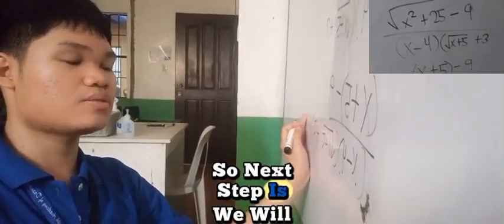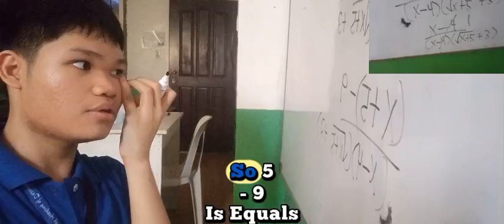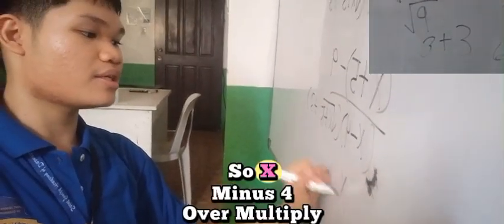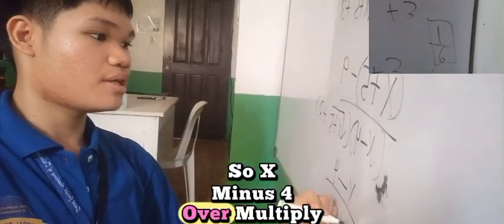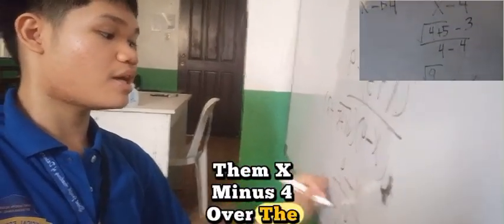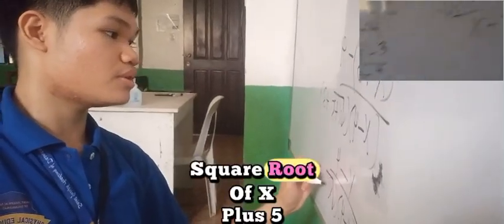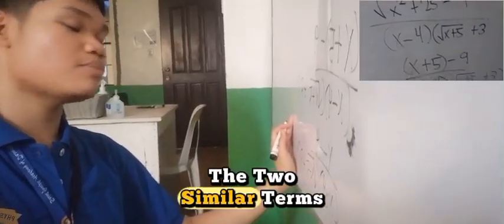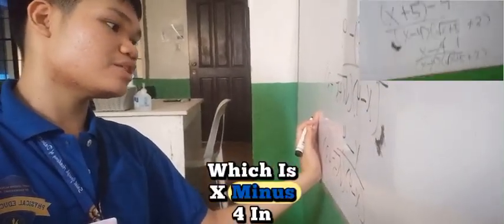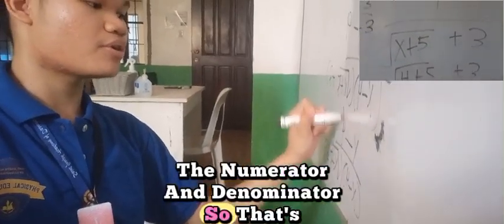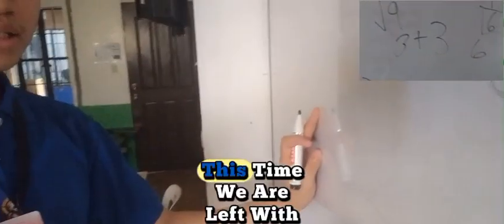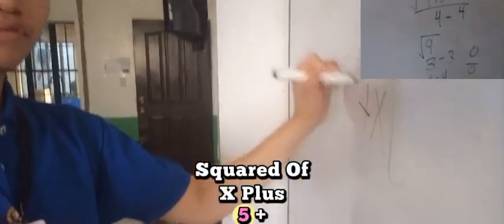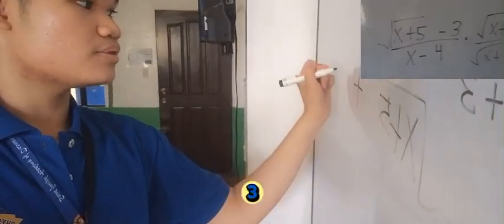The next step is we will add the numerator. So 5 minus 9 is equal to negative 4. So x minus 4 over the quantity of x minus 4 times the square root of x plus 5 plus 3. At this point, we can cancel the two similar terms, which is x minus 4 in the numerator and denominator. So cross it out. This time, we are left with square root of x plus 5 plus 3.